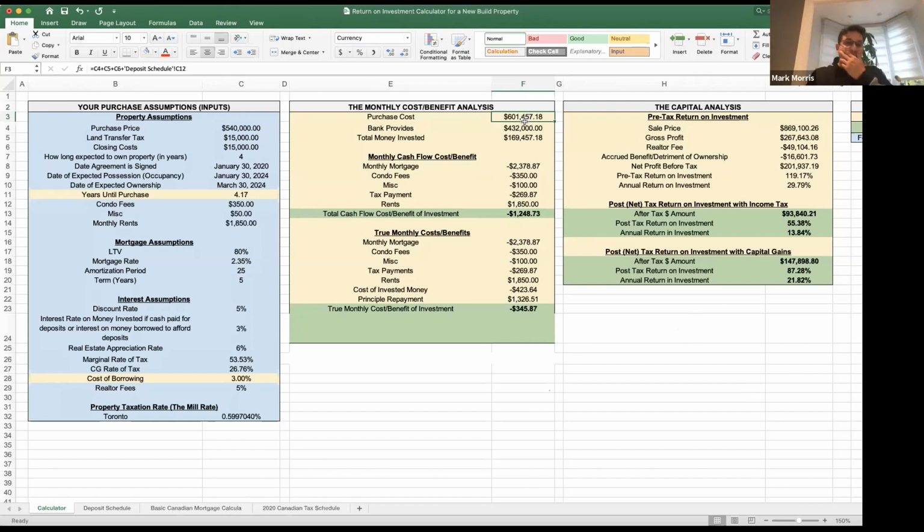So we have our purchase cost. We also know what the bank is going to provide. How do we know? Well, we know that they're going to be providing 80% of the $540,000. The bank is going to be providing $432,000. And thus, the total amount of money that you are going to need to invest on day 1 is the true purchase cost, and then from that you subtract what the bank provides. That brings you to $170,000. That's how much money you're going to have to invest in order to get into this condo at $540,000, right?